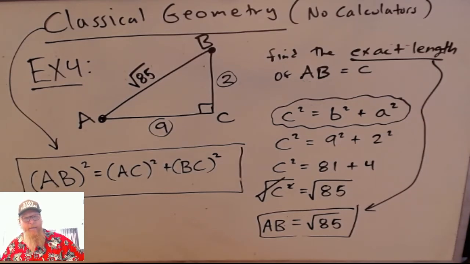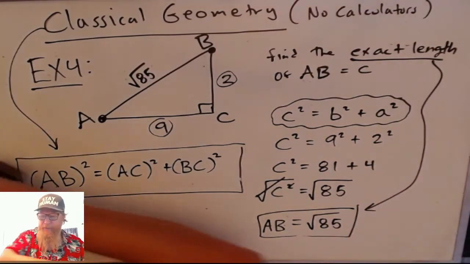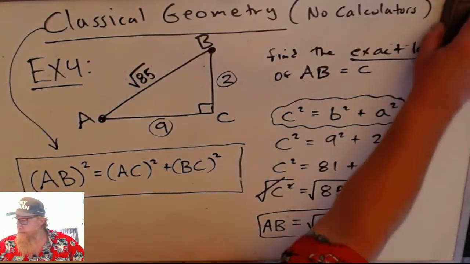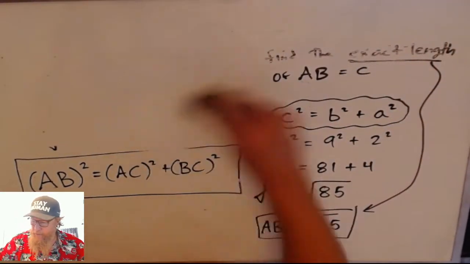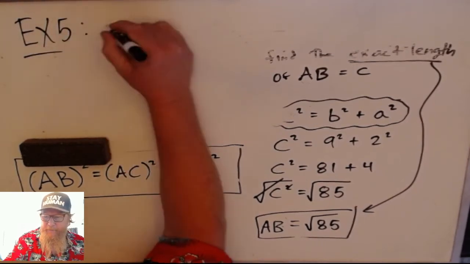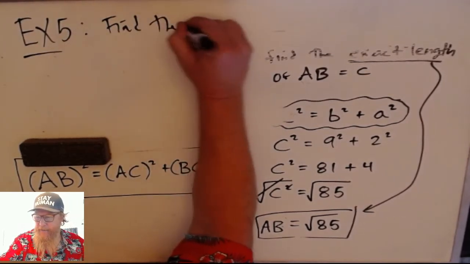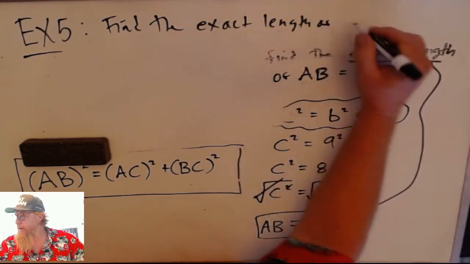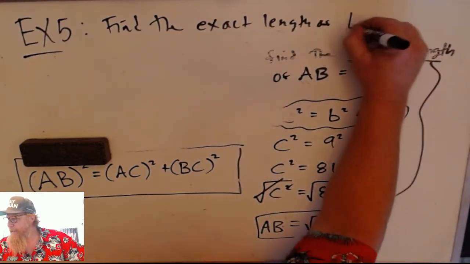A couple more of these, and we should be able to wrap this up. So much here, I'm afraid to erase it too quickly. So take a good look at it, and let's continue with the classics. Example 5, find the exact length of BC.